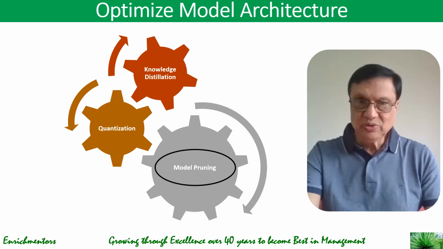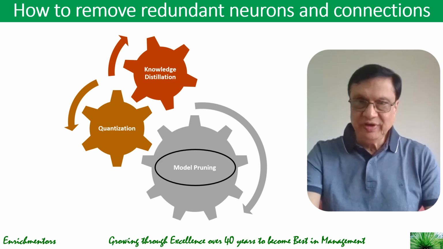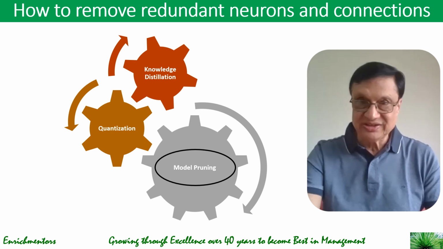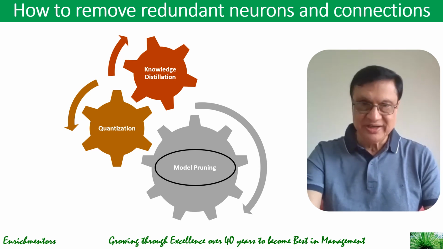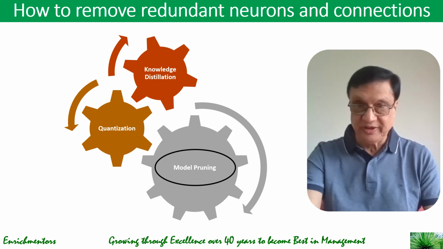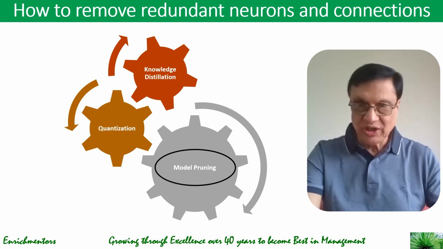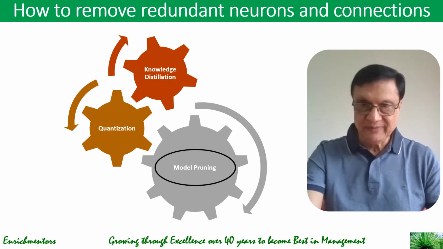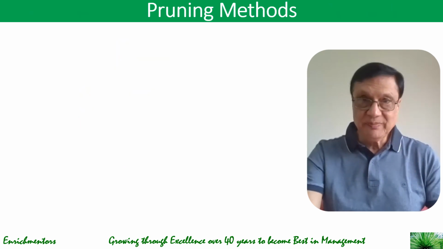So let's look at how to do model pruning. Optimizing a neural network model by removing redundant neurons and connections can definitely reduce its size and improve inference speed without significantly compromising accuracy. And that is the purpose of model pruning. This is what is called model pruning. Now, what are the steps that you need to do and what are the things and methods you can use that are involved in this process? So let's look at the pruning methods.